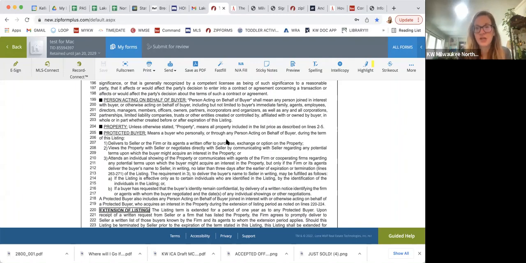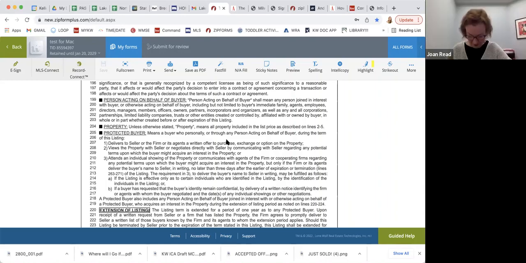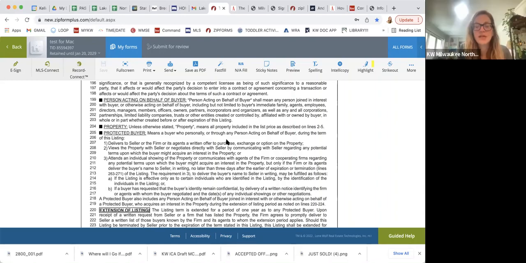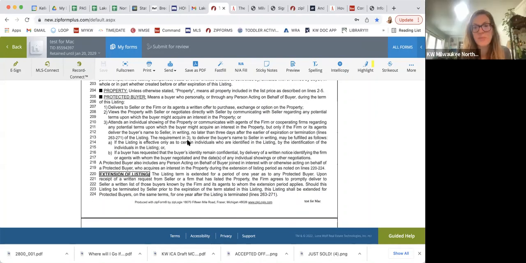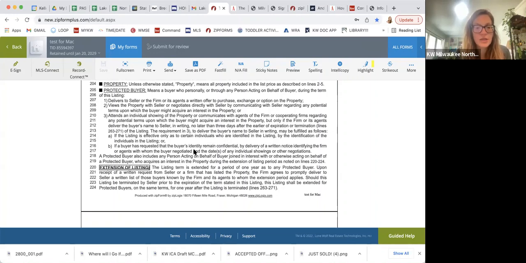So if you are dealing with a trust, for example, you might have a representative of the trust who is signing the paperwork. And that's a person acting on behalf of a seller. But there are people who can act on behalf of a buyer as well. Property, unless otherwise stated, means all property included in the list price as described on lines 2 through 5. Protected buyer rolls right into the next provision on extension of listing. So I'll talk about those two together.